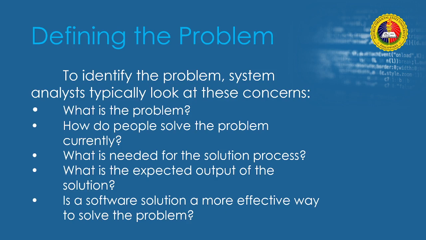And is a software solution a more effective way to solve the problem? This time, we're going to compare whether a software solution will be better for the organization, or whether it is okay for them to continue with their manual work. So we're going to balance it out, whether implementing a program will really help the organization or the business compared to what they're currently doing. All right. So this is how you define the problem. We check what the problem is, how people solve the problem, what is needed for a solution process, what the expected output of the solution is, and whether a software solution is a more effective way to solve the problem. Okay. So that is defining a problem.